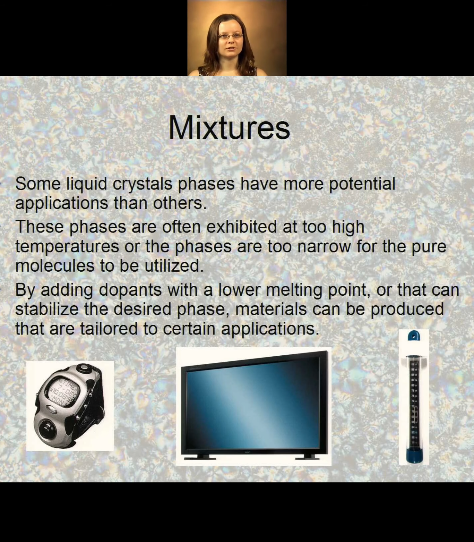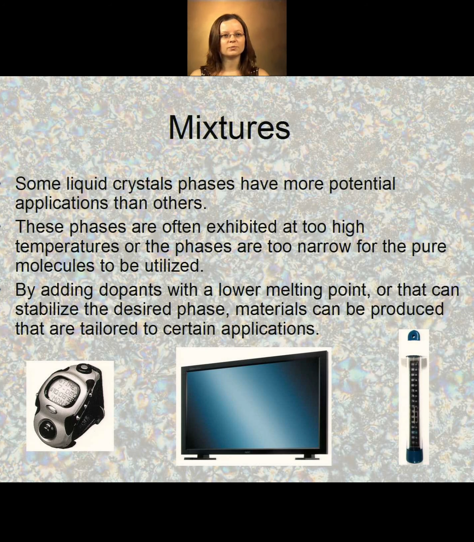Now, some liquid crystal phases are more useful than others. For example, the liquid crystal materials used in televisions are in the nematic phase. A problem with many liquid crystal materials is that they display the phases that we want at either temperatures that are too high or over too small a temperature range. However, by mixing liquid crystal materials that do display the phase we want with other materials, which may or may not have liquid crystal phases, we can lower the melting point of these temperatures and even change the phases that the material displays, thus making a more useful mixture.